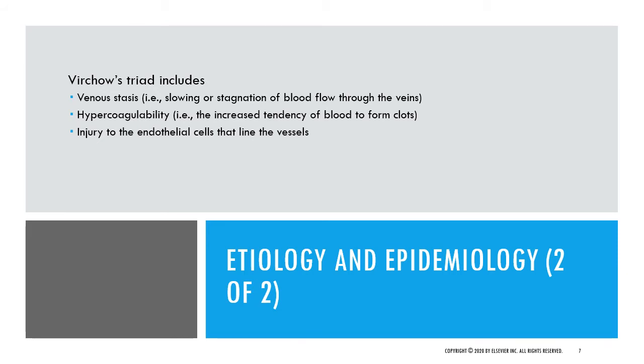There are three primary factors known as the Virchow triad associated with formation of DVT. The Virchow triad includes venous stasis, meaning slowing or stagnation of blood flow through the veins, hypercoagulopathy, the increased tendency of blood to form clots, and injury to the endothelial cells that line the vessels.